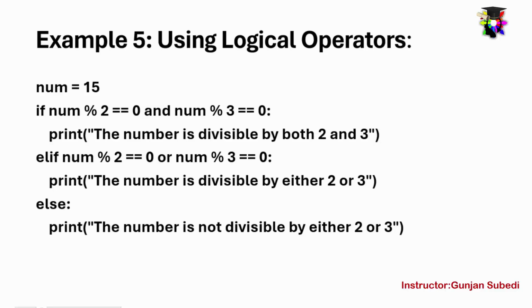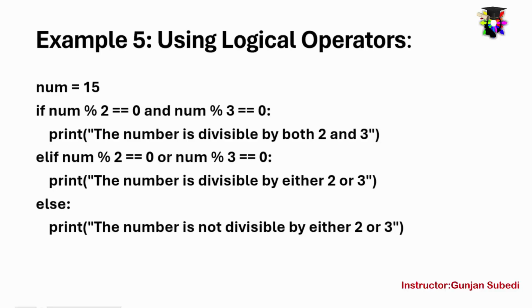In summary, if num is divisible by both 2 and 3, it prints that it is divisible by both. If num is not divisible by both 2 and 3, but it's divisible by either 2 or 3, it prints that it's divisible by either. And if num is not divisible by either 2 or 3, it prints that it's not divisible by either.